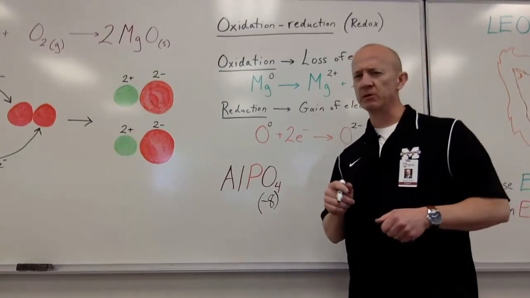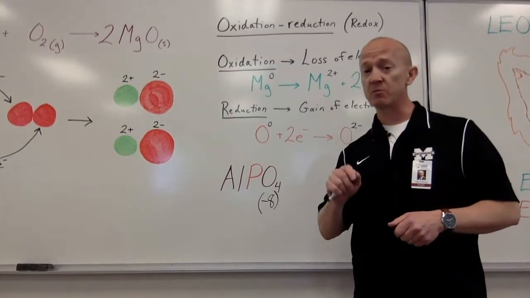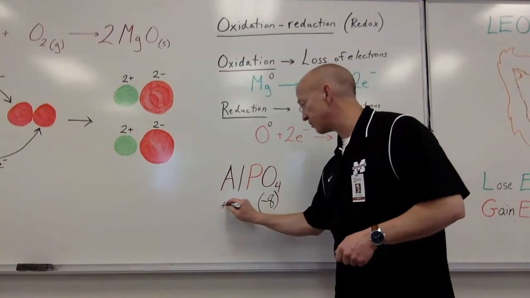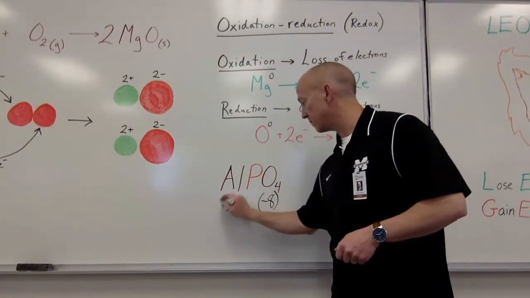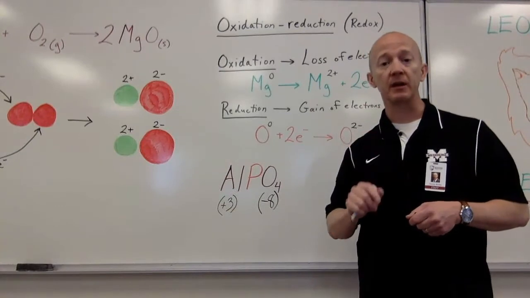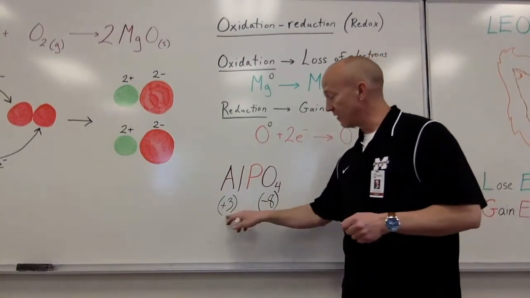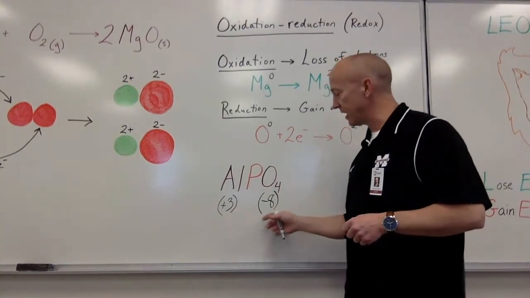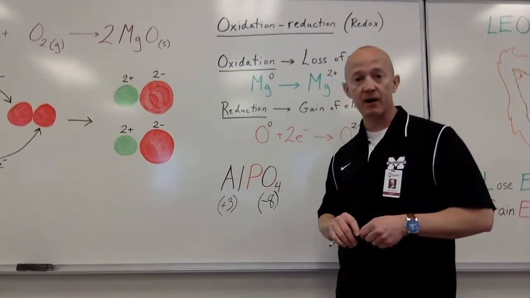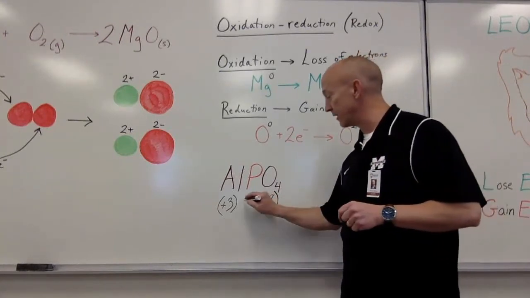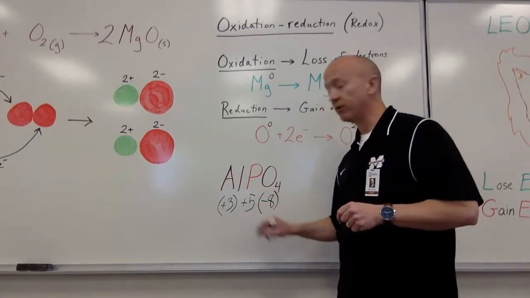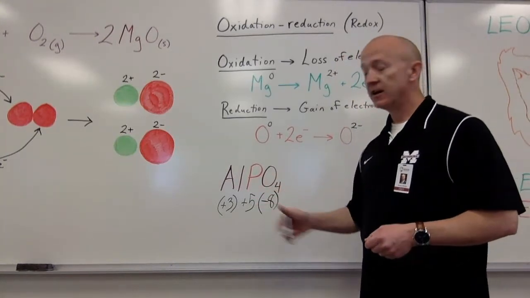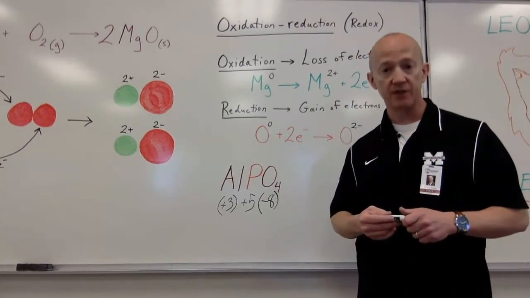Now what we say about aluminum, along with group 1 and group 2 metals, is that it's their normal charge. So aluminum is a +3. Now phosphorus is going to be the opposite of the combination of these two numbers. In other words, +3 and -8 is -5. So phosphorus will be +5. And that's how you do it. In this case, phosphorus has an oxidation number of +5.